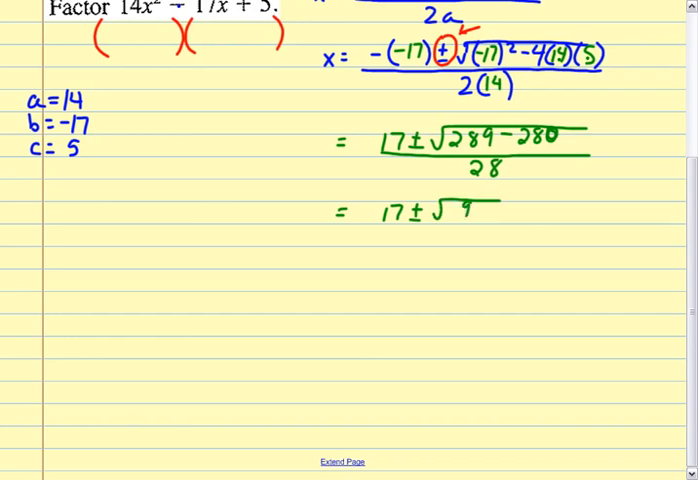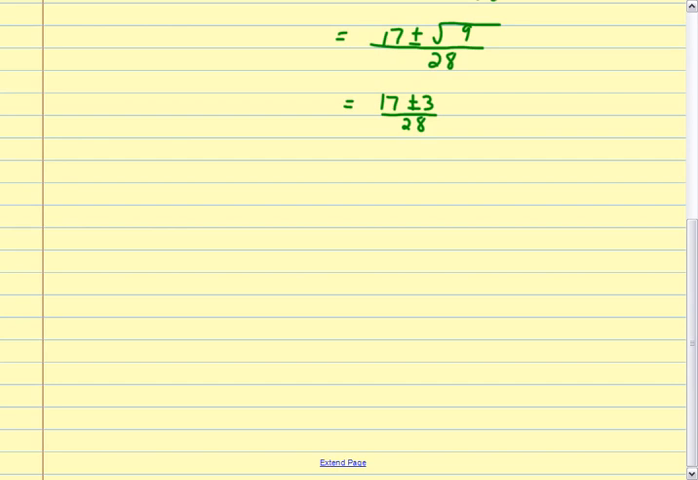Over 28, okay? Then we're going to get 17 plus or minus 3 over 28. Now, I've simplified the radical. I'm all the way down here at the end. This is two problems. X can equal 17 plus 3 over 28, or it can equal 17 minus 3 over 28.